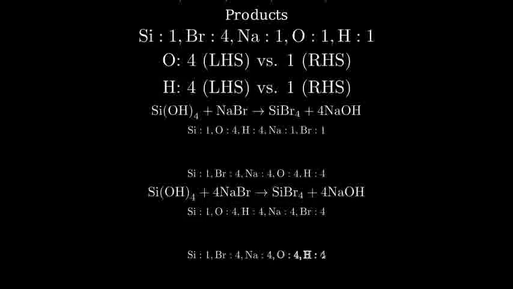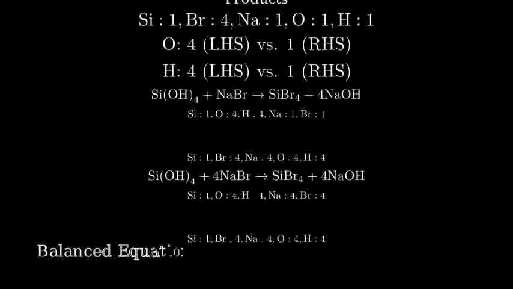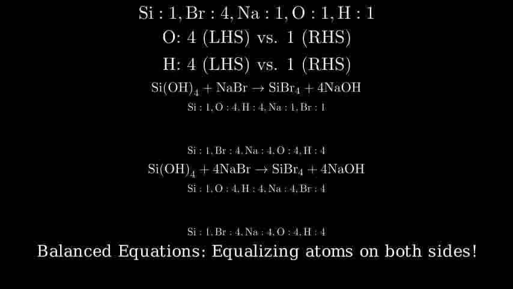Finally, we run through the atom count once more. All atoms are balanced with equal counts on both sides. And that's how we balance chemical equations, by making sure the number of atoms for each element is the same on both sides of the reaction.